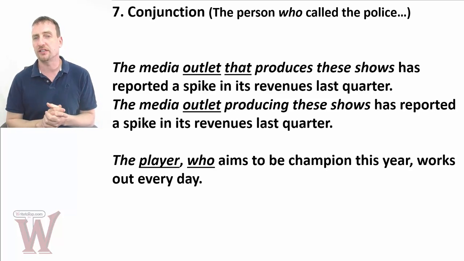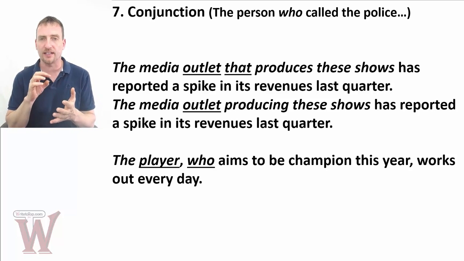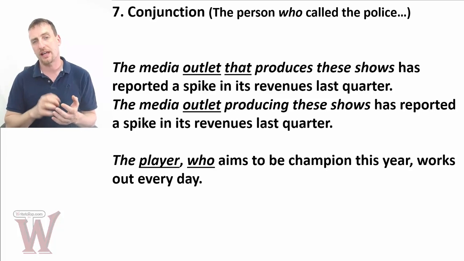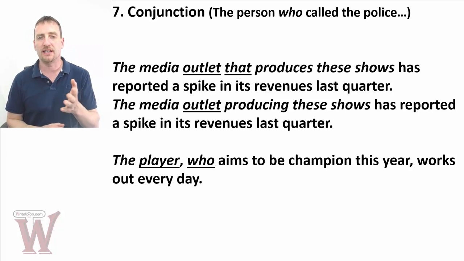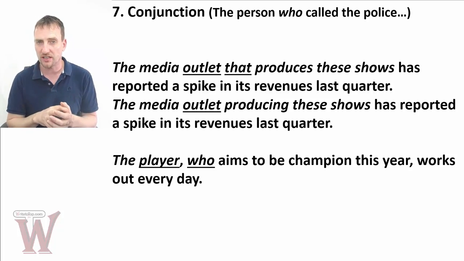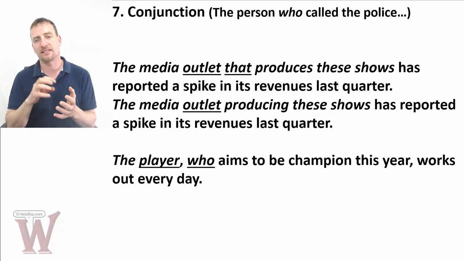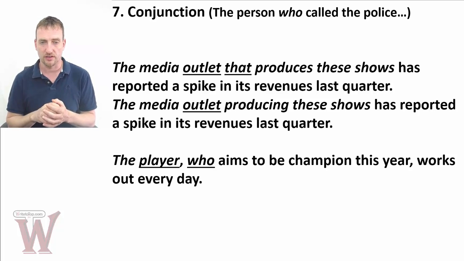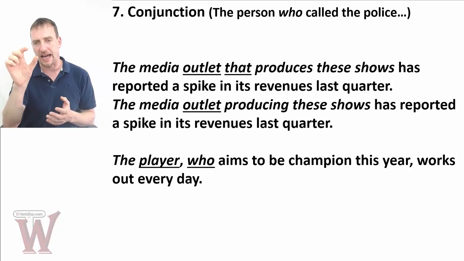Conjunctions. So you have an adjective clause, you have a noun clause. Don't forget that the clause conjunction can be the subject. The media outlet that produces these shows has reported a spike. So that is both the conjunction of the adjective clause and the subject of the adjective clause. So the outlet, that produces, outlet produces.